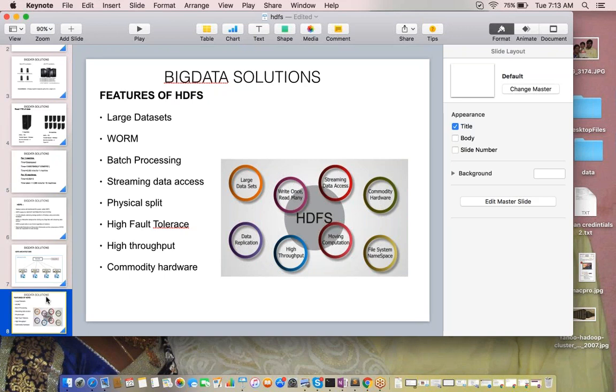Or streaming access. Streaming means the data keeps coming. You can keep doing analytics on it. It is not like data is coming now and immediately you give the reports. That is called real time. That is called streaming.